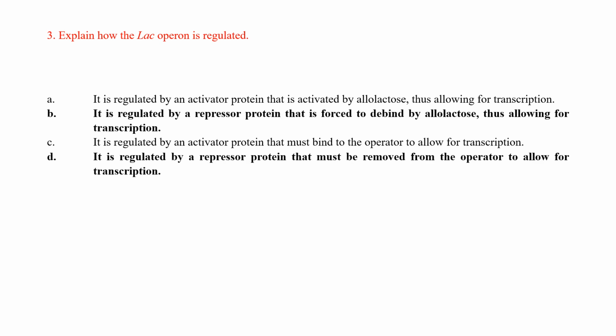Now the answer is both B and D. Very simply, both statements say almost exactly the same thing, which also would lead us to believe that A and C, again being almost the exact same thing, will be false for this type of regulation for the lac operon. So very simply, it is regulated by the repressor protein that is forced to bind by allolactose, so when lactose is present, it will allow the transcription to occur.